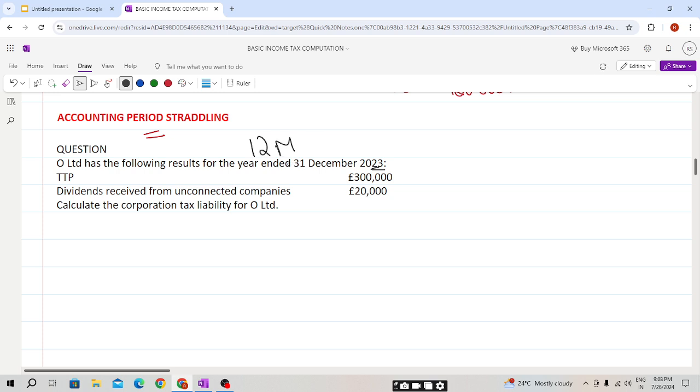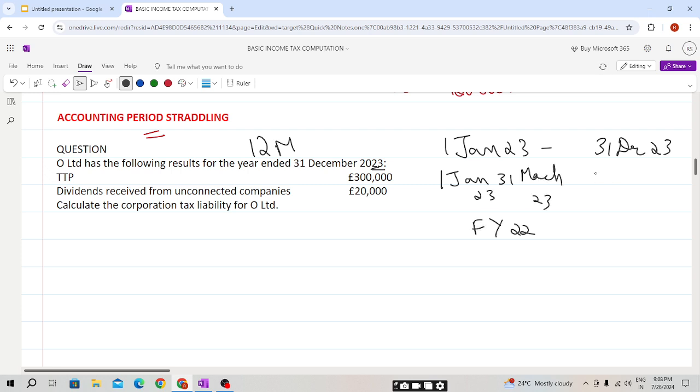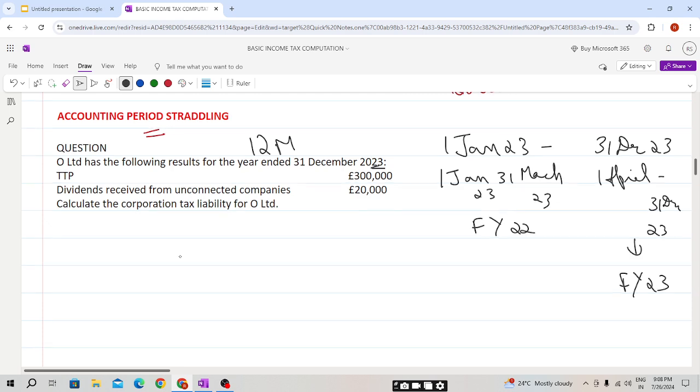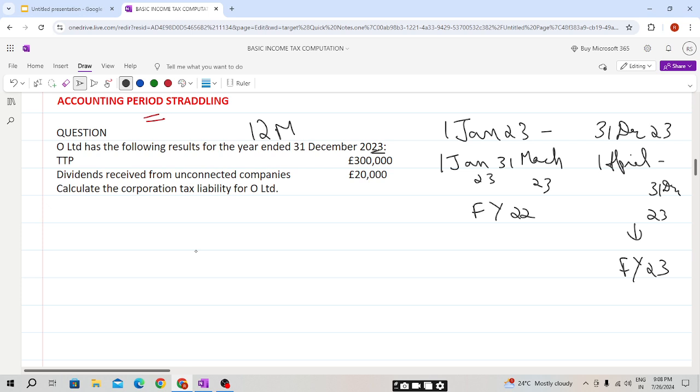So the 12 months means 1st Jan 23 to 31st December 23. So students, 1st Jan till 31st March 23 is finance year 22, and from 1st April to 31st December 23 is finance year 23. So now we need to calculate the tax for both the years. Here we will be calculating the corporation tax liability for each financial year.